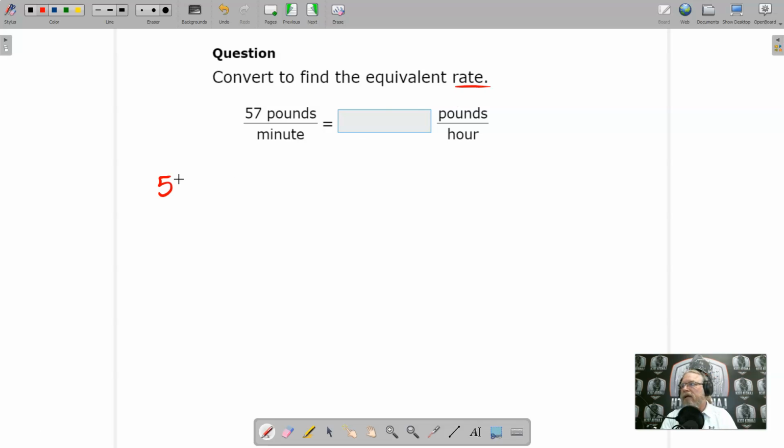So let's go ahead and do 57 pounds, LBS, in 1 minute, and I guess do MIN.